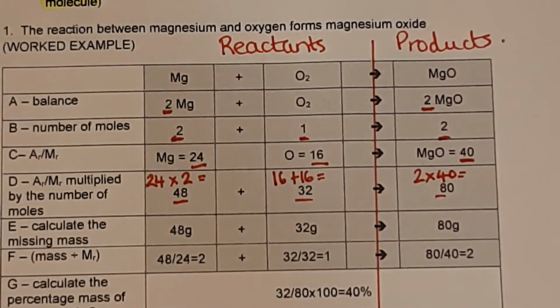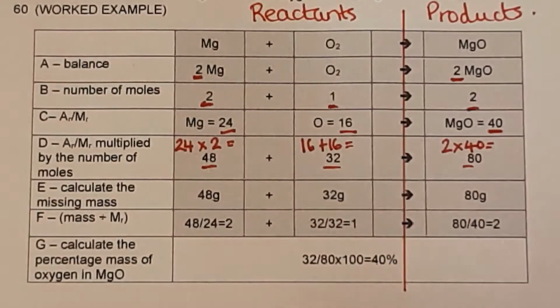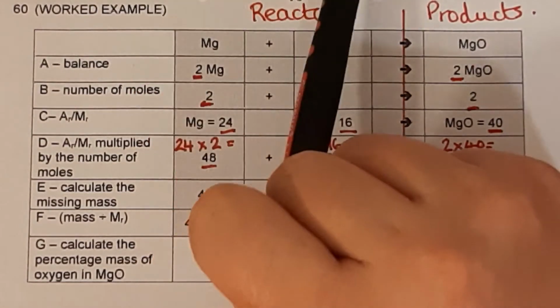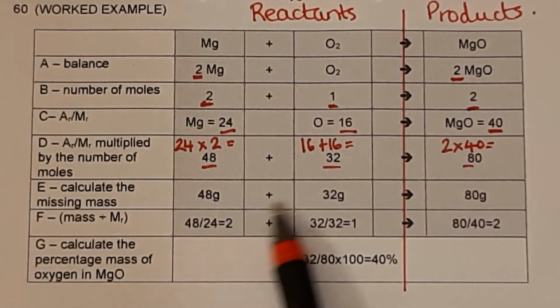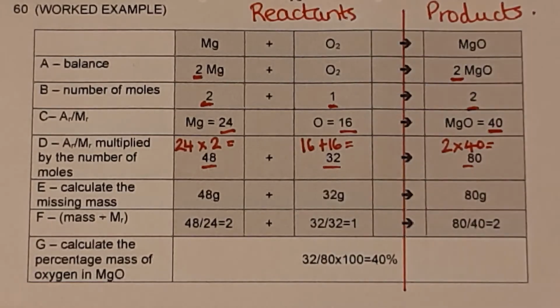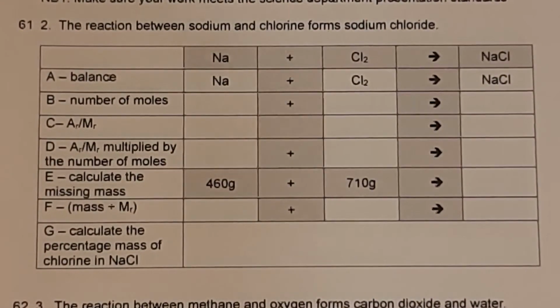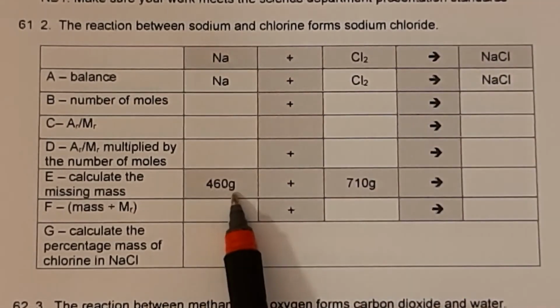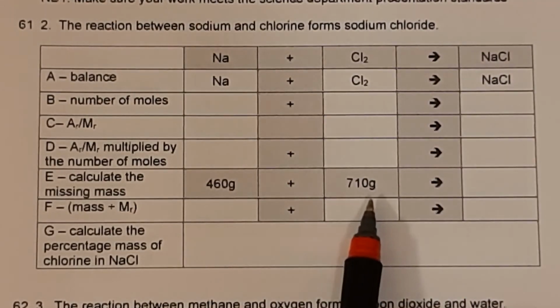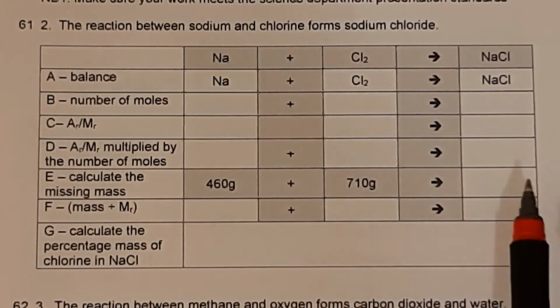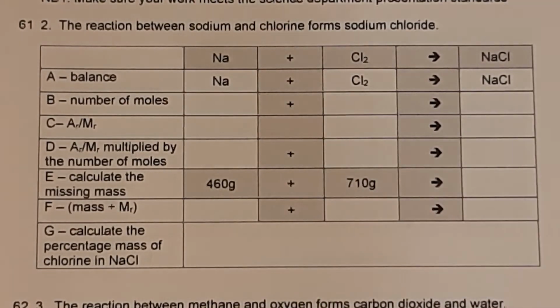Next stage, stage E. So calculating the missing mass, so it's going to be how much have we produced. Now we've got all of them here in this one, but in your further examples, you won't have that. So here we have, for example, 460 grams and 710 grams before, and then using the law of conservation of mass, you can add those together to get the products, to get the reactants. So the products must always be equal to the reactants.